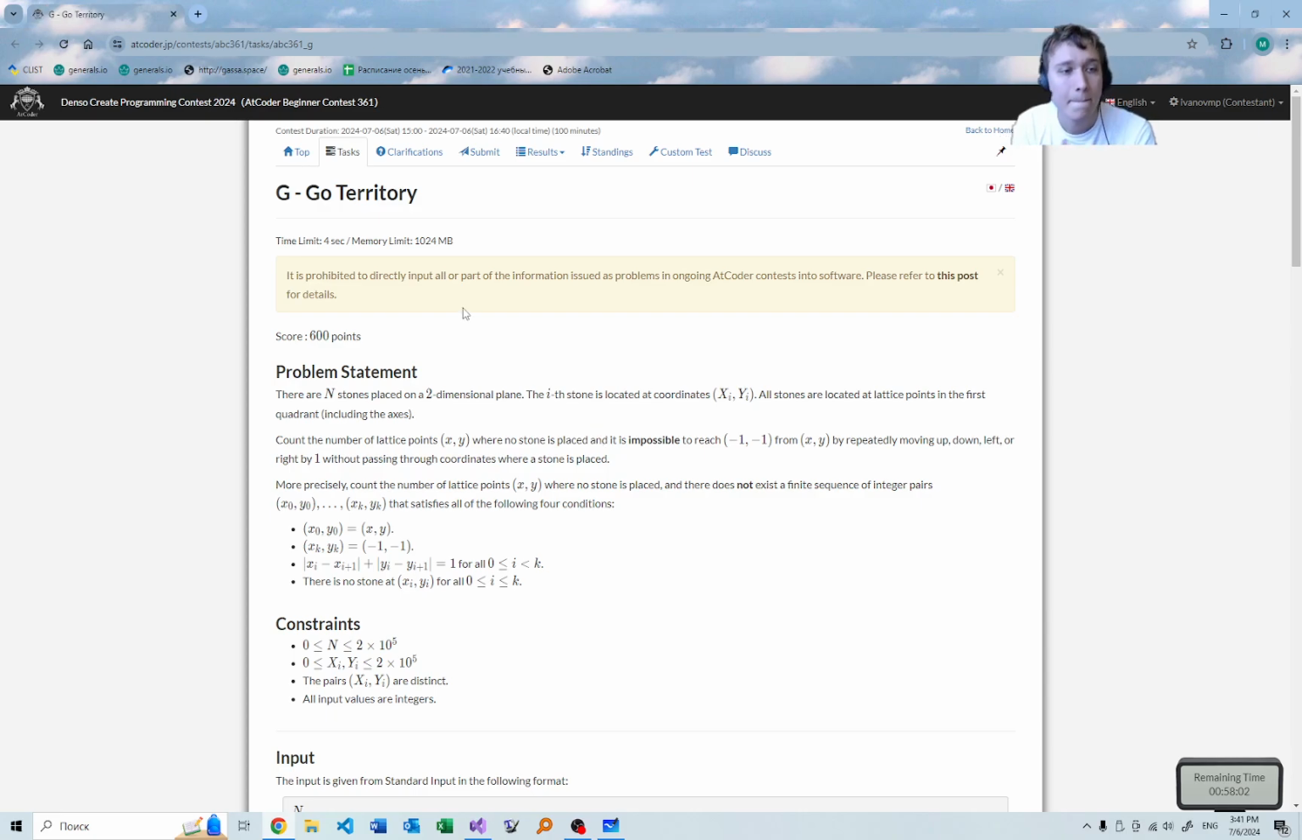Problem G. There are n stones on a two-dimensional plane. The ith stone is located at coordinates x_i, y_i. All stones are located at lattice points in the first quadrant, so x and y are at least 0. Count the number of lattice points (x, y) where no stone is placed, and it is impossible to reach y = -1 from (x, y) by repeatedly moving up, down, left, and right without passing through coordinates where a stone is placed.